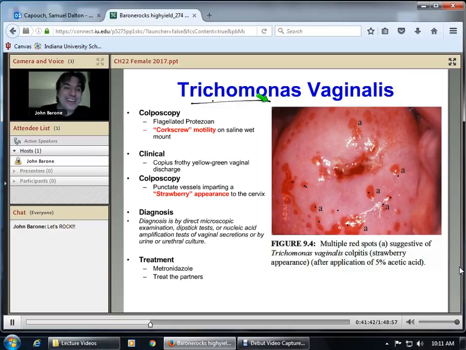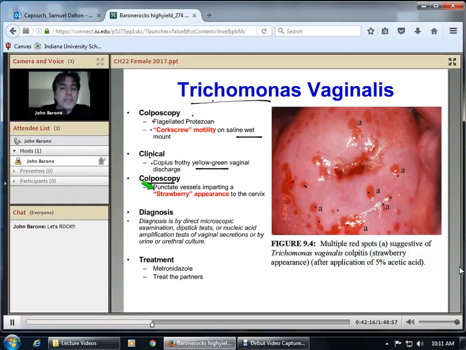Trichomonas. It's tricky. This is a flagellated protozoa. It has corkscrew motility, so it moves in a corkscrew fashion when you do a wet mount. So you take a scraping, put it under wet mount, and you can see it move. It literally moves like that. Now, if you look at the clinical presentation, it's usually copious. I get this abundant, frothy, yellow-green or gray-green vaginal discharge. You get a lot of stuff coming out of the vagina.